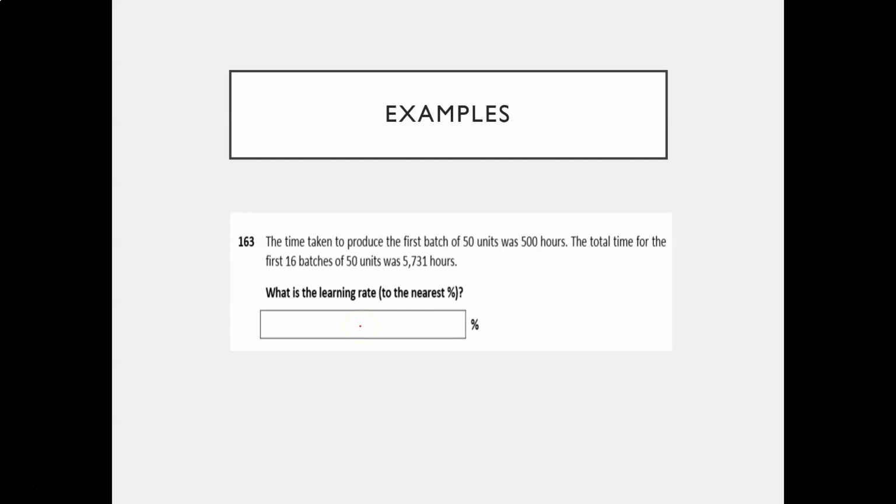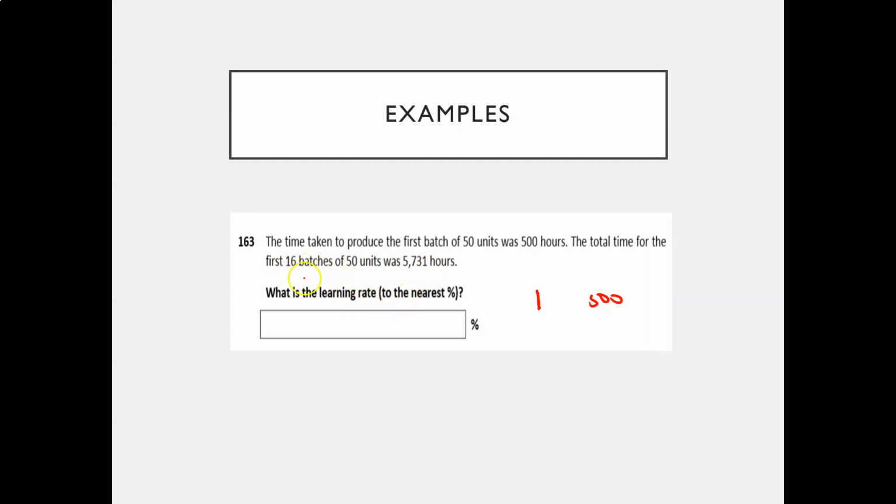And this is the last one I'll do because it's a long one, but it's intuitive. You almost have to work with it to find out what's going on. Pause the video, have a go, but you can then come back and see what I'm trying to do. So here you can see the time taken to produce the first batch of 50 units. It doesn't really matter. The key point is that it's the first batch, and it took you 500 hours. They now tell you that the total time taken is 5731. That's just by the way.